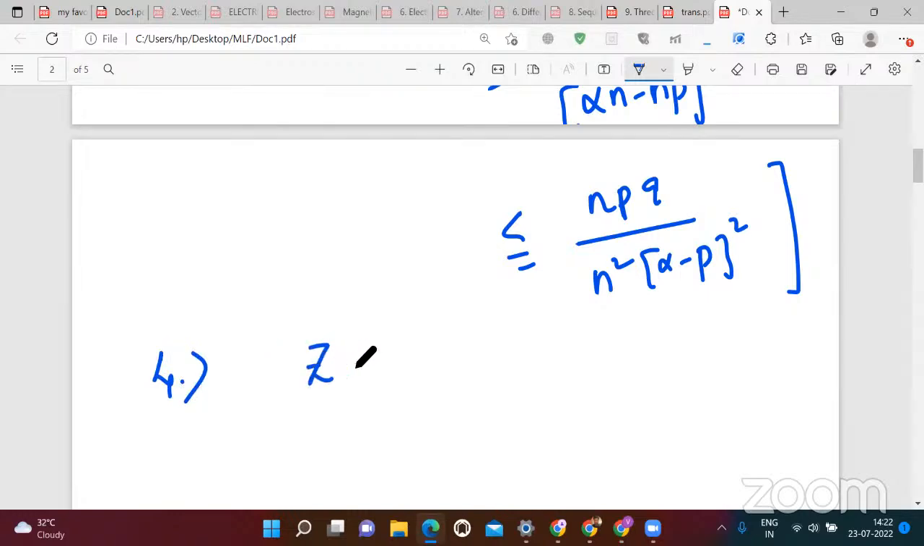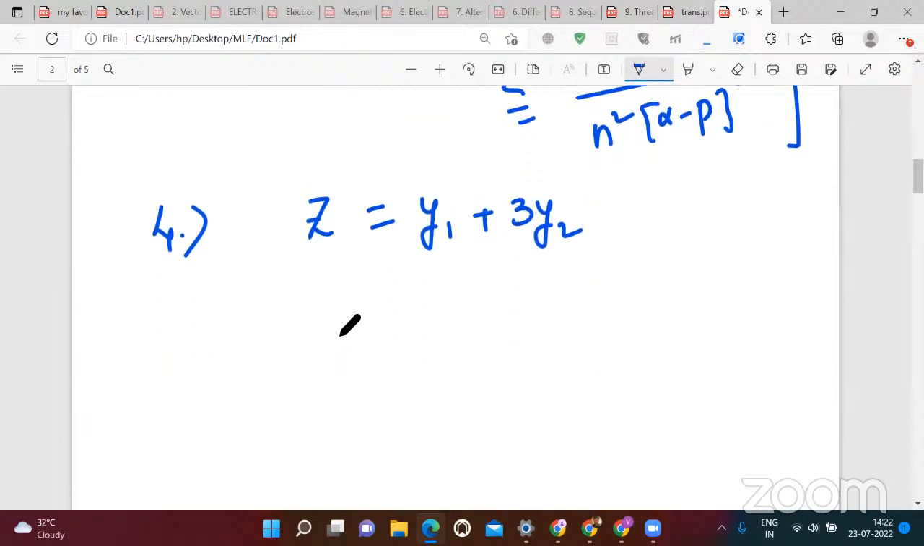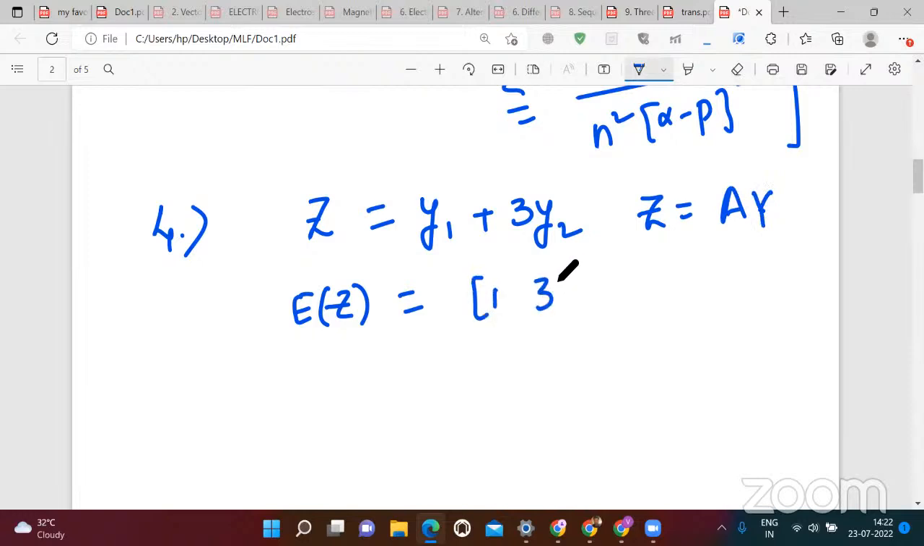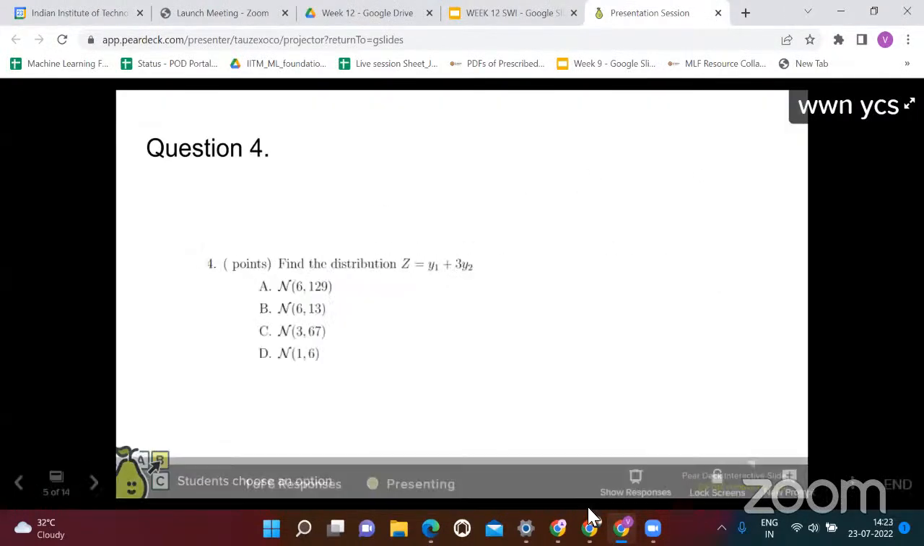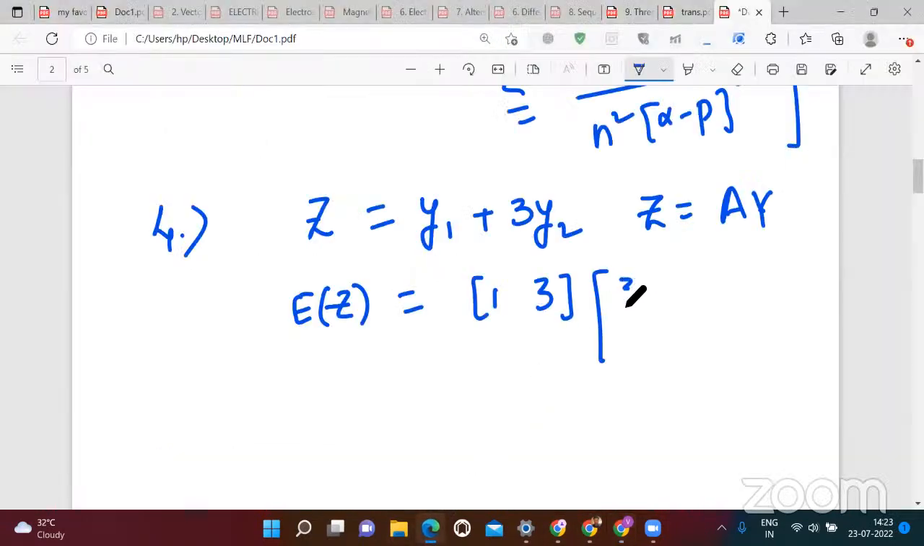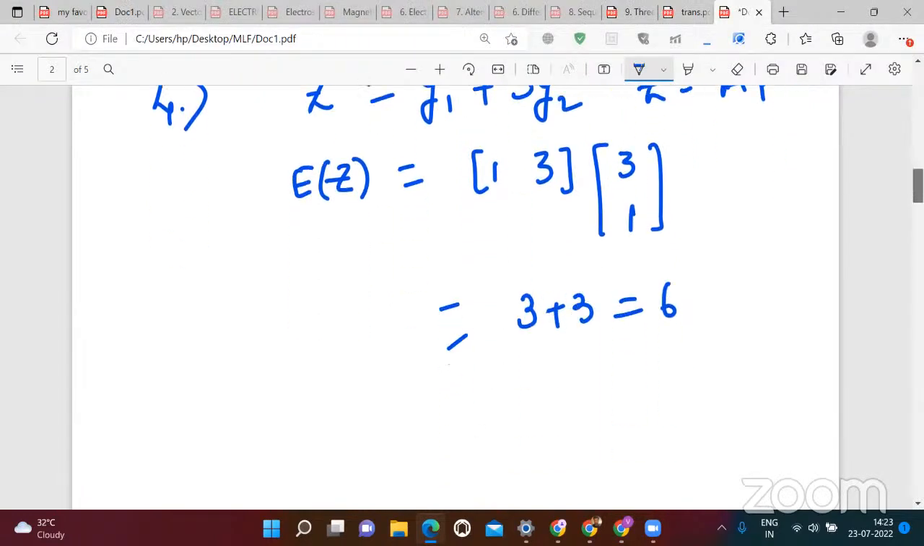You need to calculate the distribution of z, that is y1 plus 3 y2, right? And for that, you need the expectation of z. You can simply write z as Ay, where A is a simple matrix that represents (1, 3), and the mean matrix that represents the mu value you already have, which was (3, 3), I guess. So you can do it directly: 3 plus 3, so you have the expected value of z as 6, right?